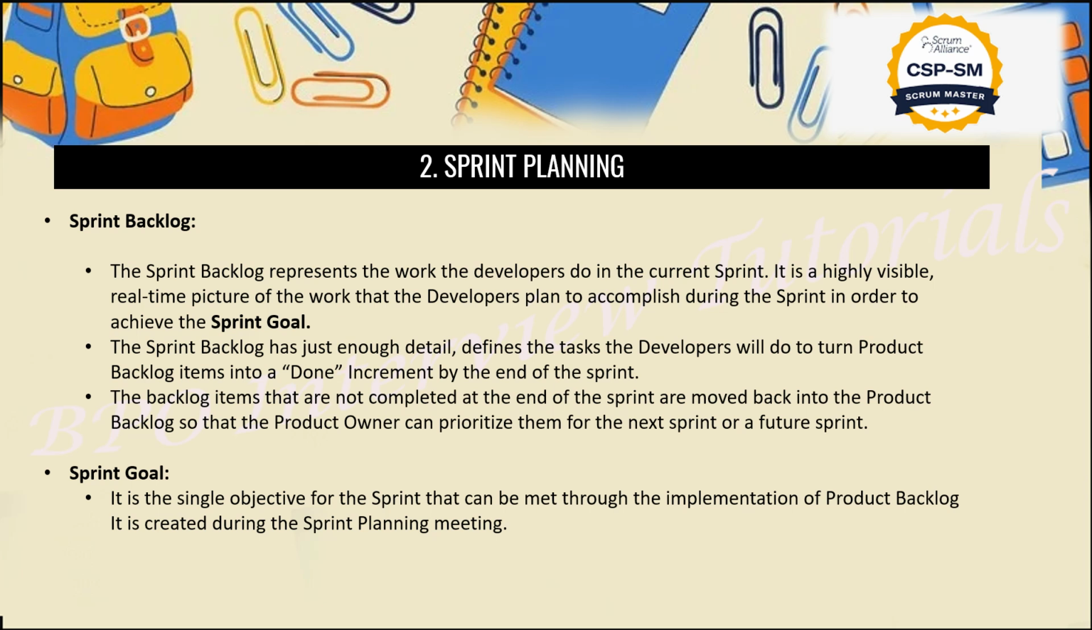So we'll learn everything in detail. If you get this question, you should answer this: what is a sprint backlog and sprint goal? The sprint backlog represents the work the developer team does in the current sprint. It is a highly visible, real-time picture of the work developers need to accomplish during the sprint in order to achieve the sprint goal. Again, website example: we divided it into sprints: home, about us, services, gallery, everything.